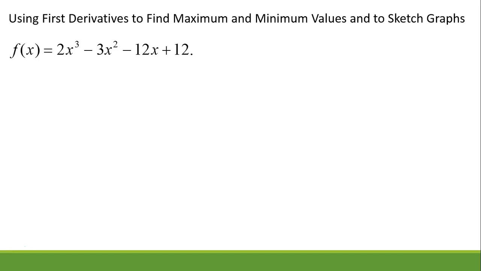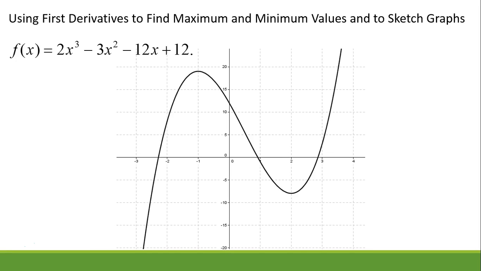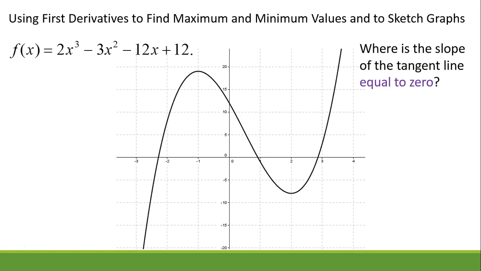So let's start with this function. It's a third-degree polynomial function, and we're going to think about what happens along the graph of this function. Where is the slope of the tangent line to this function equal to 0? Well, that happens in two places. There's 2 points on this curve that have tangent lines that are horizontal, that have a slope of 0.